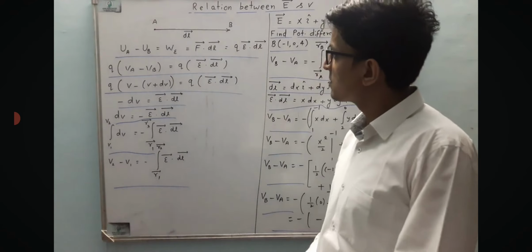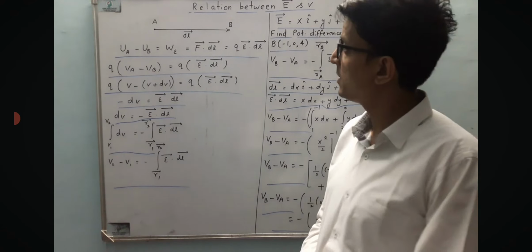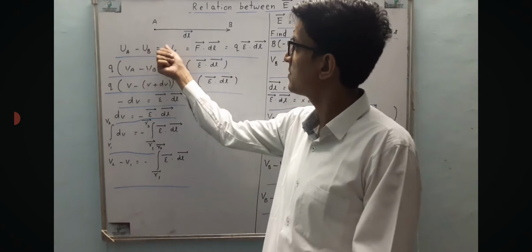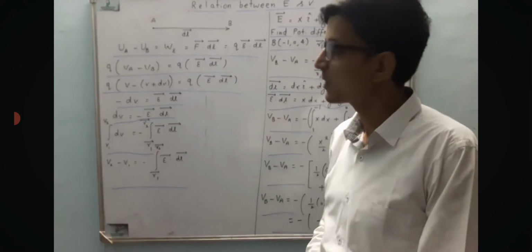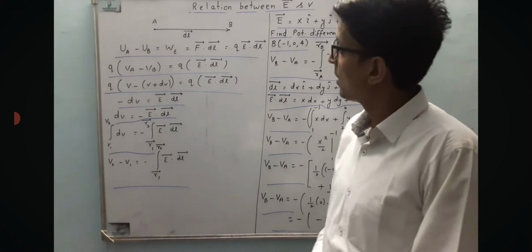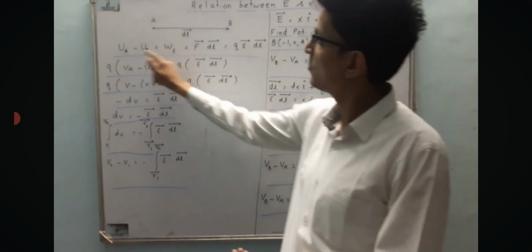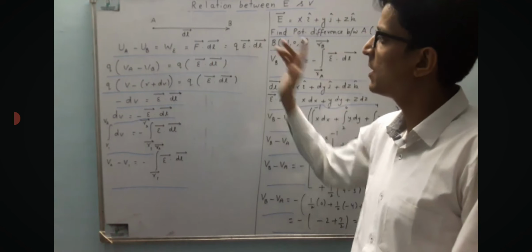As per the definition of potential energy difference between 2 points, we define the difference of potential energy as the work done by the electric field. Now we know that work done by a force is F dot dl. Now force can be written as the charge multiplied by the electric field. So we have U_A minus U_B as the integral of qE dot dl.